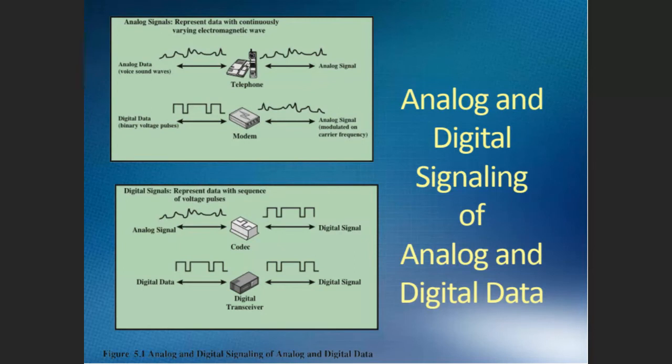Now, if I have a digital signal, what is a digital signal? It represents data with a sequence of voltage pulses. We already know that. So if I have an analog signal, I can represent it with a digital signal, like pulses. If I have digital data, then it is easy to convert it into a digital signal by using the digital transceiver.